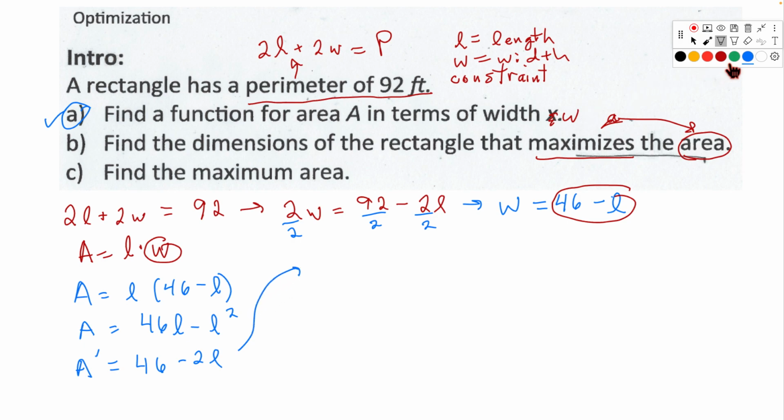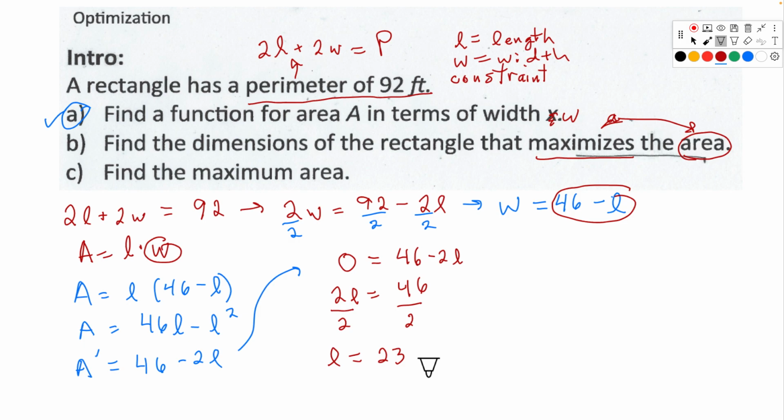Let's go ahead and change colors. So we're going to say, where is this derivative equal to 0? And notice, after this, the math is not so bad. The hardest part was getting it all set up, just like the book said. Solving for L, you could add 2L to both sides. It's kind of a little bit of a shortcut. And then we divide both sides by 2. So you get L, and it's 23. I can do that one. Okay, 23.